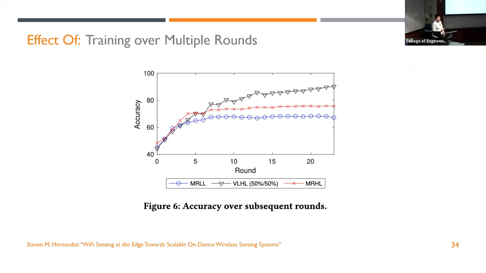And we can see the effect of this here. The blue and red lines indicate the most recent lowest loss and most recent highest loss. We can see that at approximately round 5, they both reach a plateau, so they're not increasing in accuracy at all. Compared to the variable low high loss, which is not getting stuck with so many samples, the accuracy continues to increase even up to round 25. So we could potentially go even higher if we collected more data.